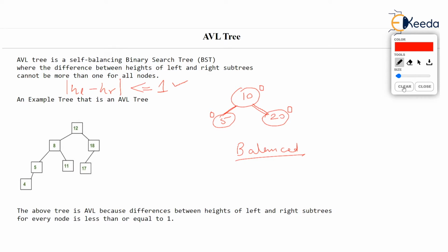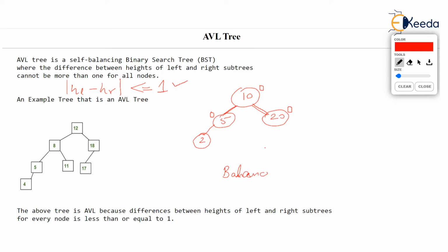Okay, I'll extend the tree a bit. Now imagine that I add one more node, suppose 2 to the left of 5, to this tree. Now, is this tree balanced? Yes, it is still balanced.